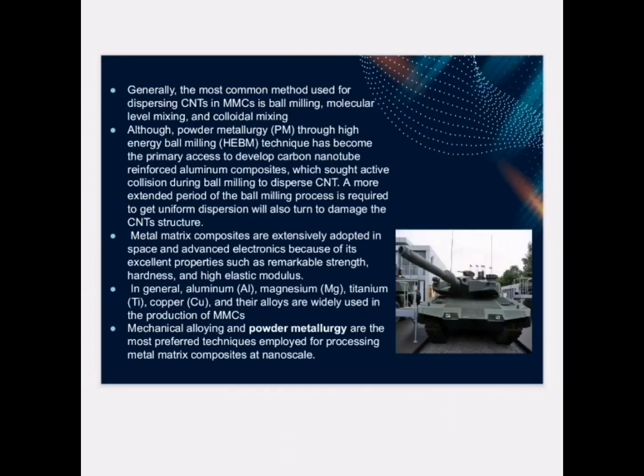For this purpose, different ball milling, molecular level mixing and colloidal mixing techniques have been used, but the most preferred is powder metallurgy along with high energy ball milling. In the ball milling process, the period is extended so as to get uniform dispersion along with the undamaged carbon nanostructures. The metals used in metal matrix composites are basically magnesium, aluminium, titanium and copper.